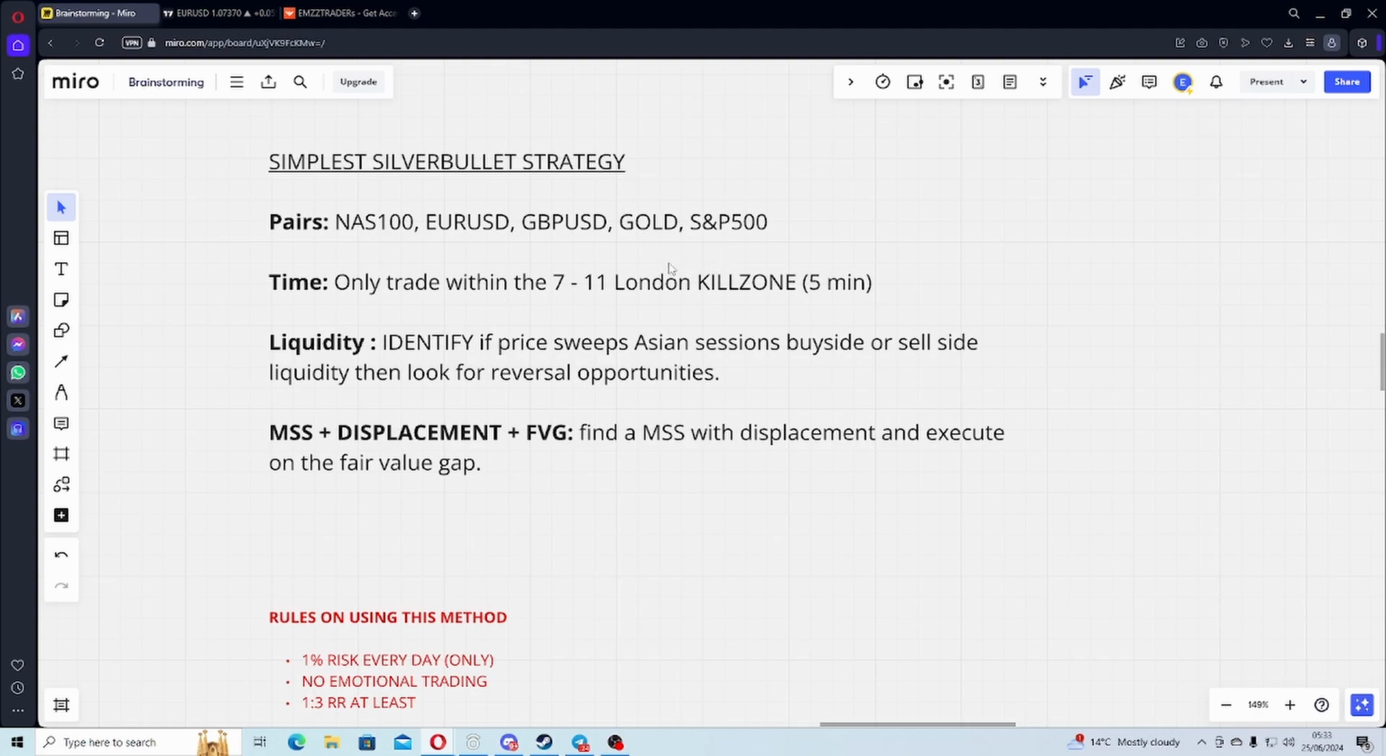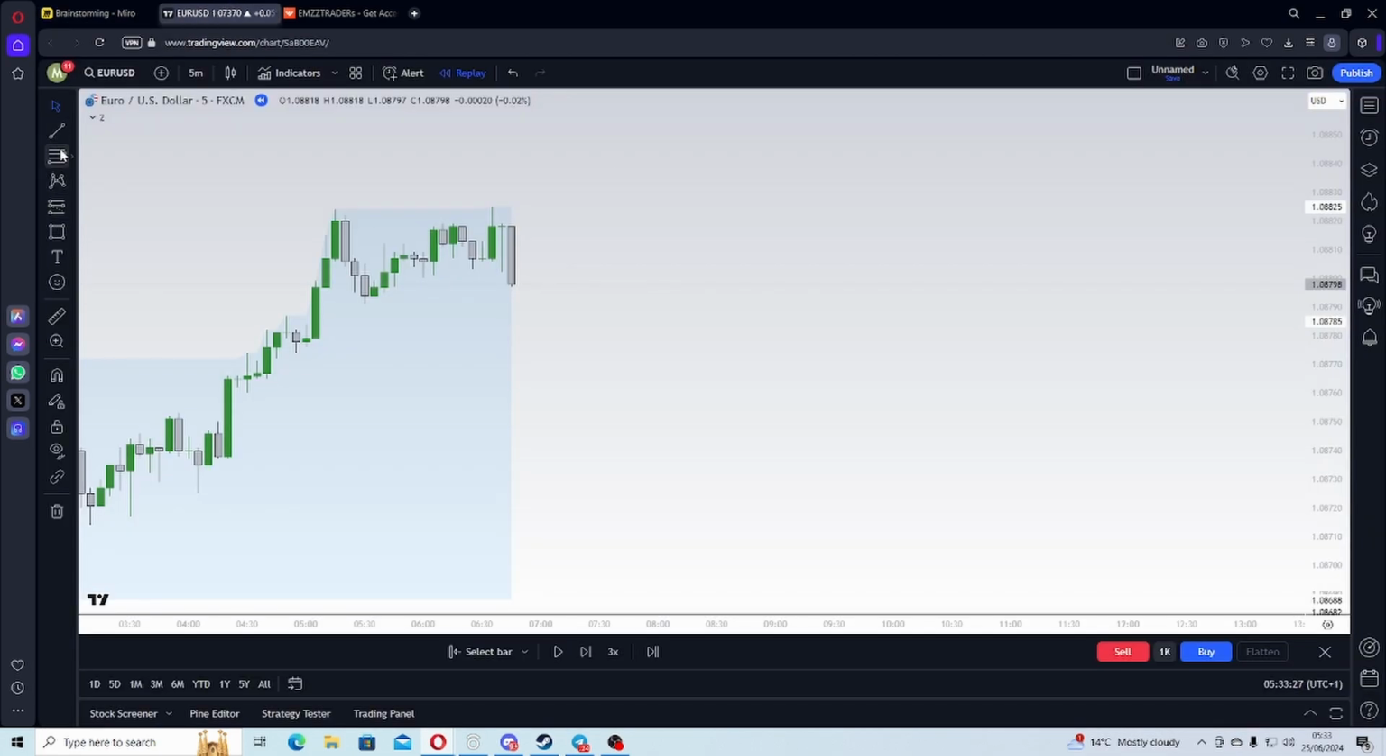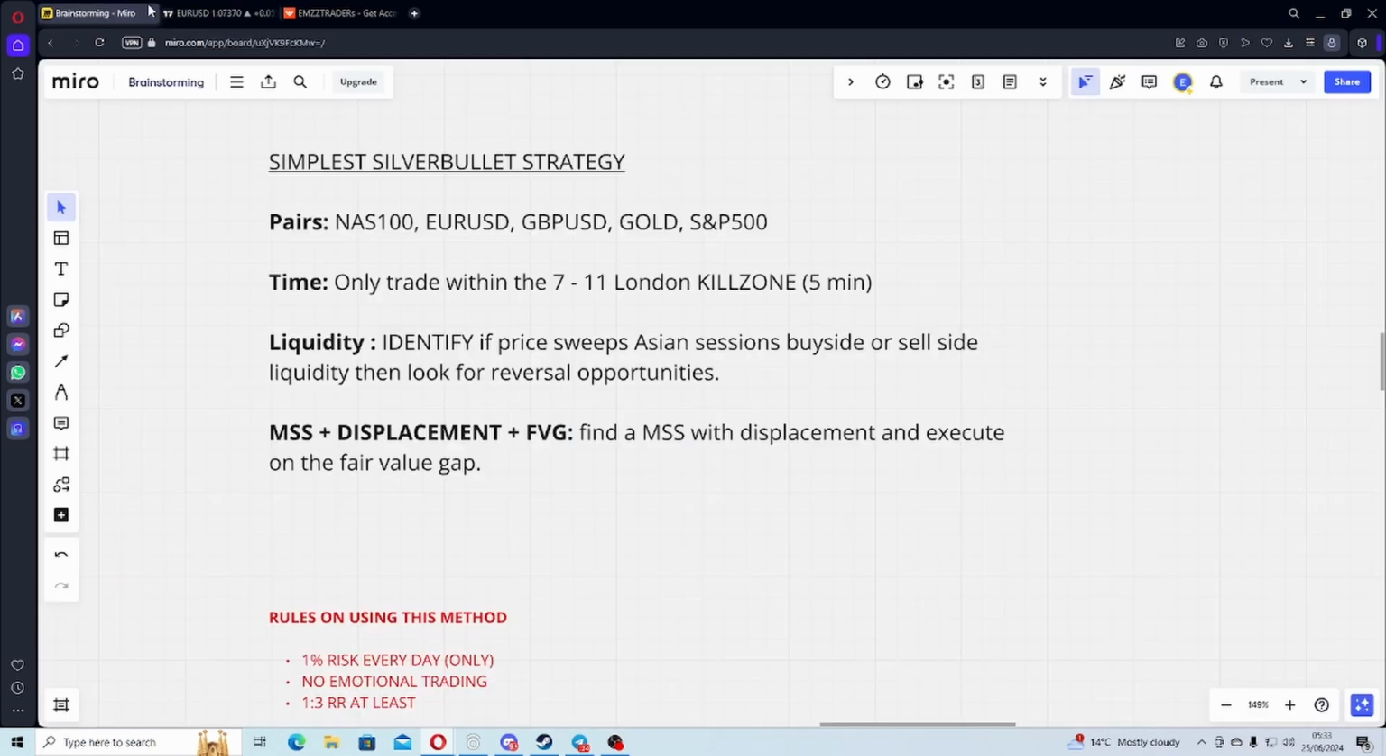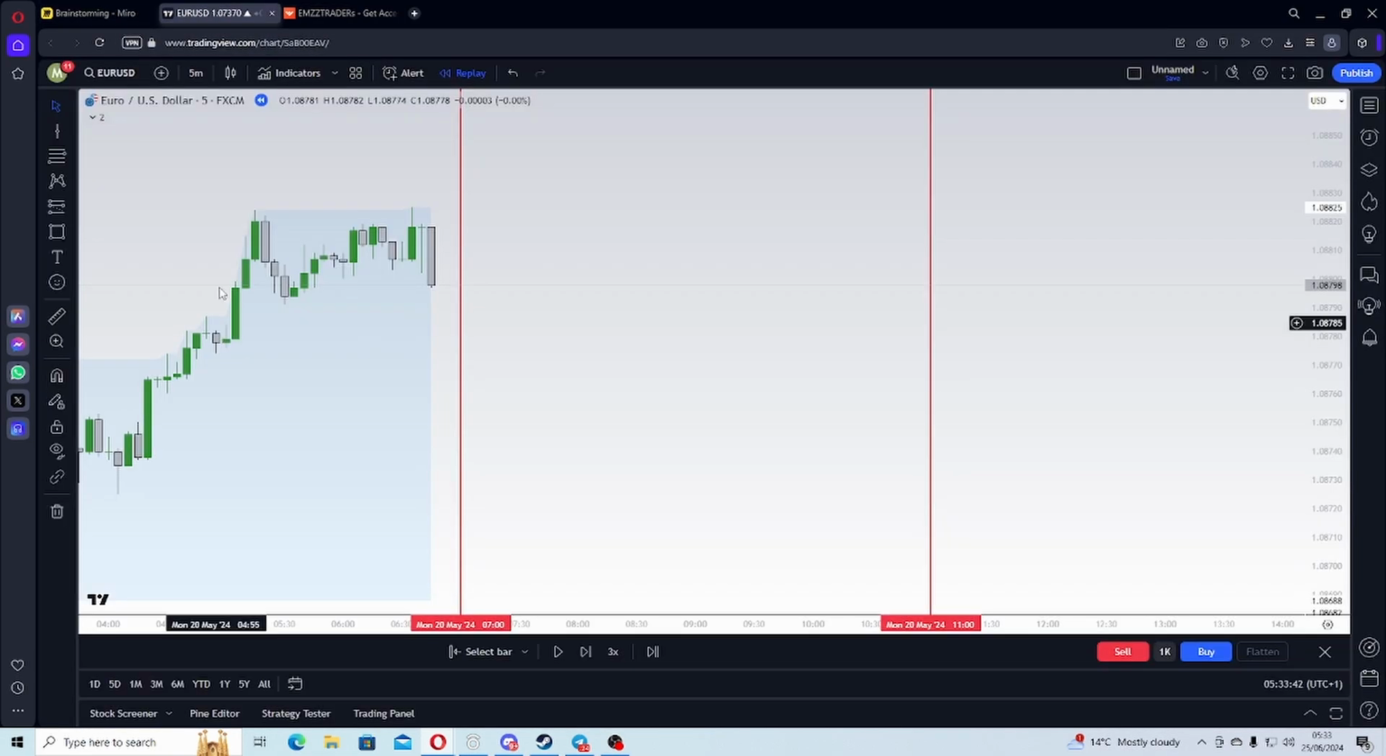But we're going to do the exact same thing we did earlier. Trade within the 7 to 11 London kill zone. So we mark that out really quickly. Once you start spotting this strategy so early, it will become so easy for you to make so much profit. And now we need to identify if price sweeps the Asian session's buy side or sell side liquidity.